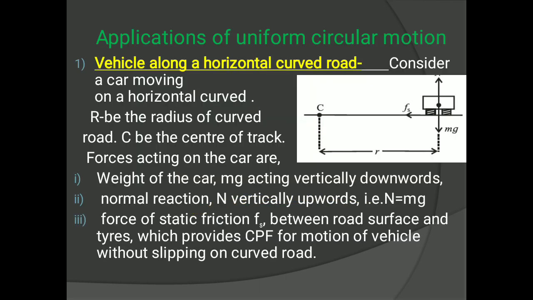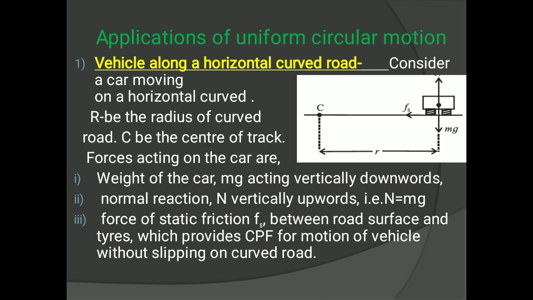Now we are going to consider some applications of uniform circular motion, where it is applicable in real life. So the first example we can have is a vehicle along a horizontal curved road, that means a vehicle taking a turn on a horizontal road surface. See, here a car is shown moving on a horizontal curved road. It is taking a turn towards the left. R is the radius of the curved road. C is the center of the track.